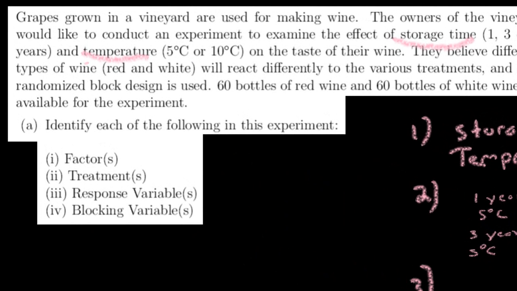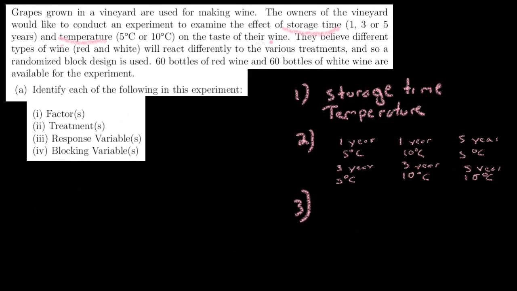Well, the response variables are the things that the explanatory variables would affect. The response variable in this example is going to be the taste of the wine, because the taste of the wine is the outcome that they're trying to test. It's the only thing that could happen.